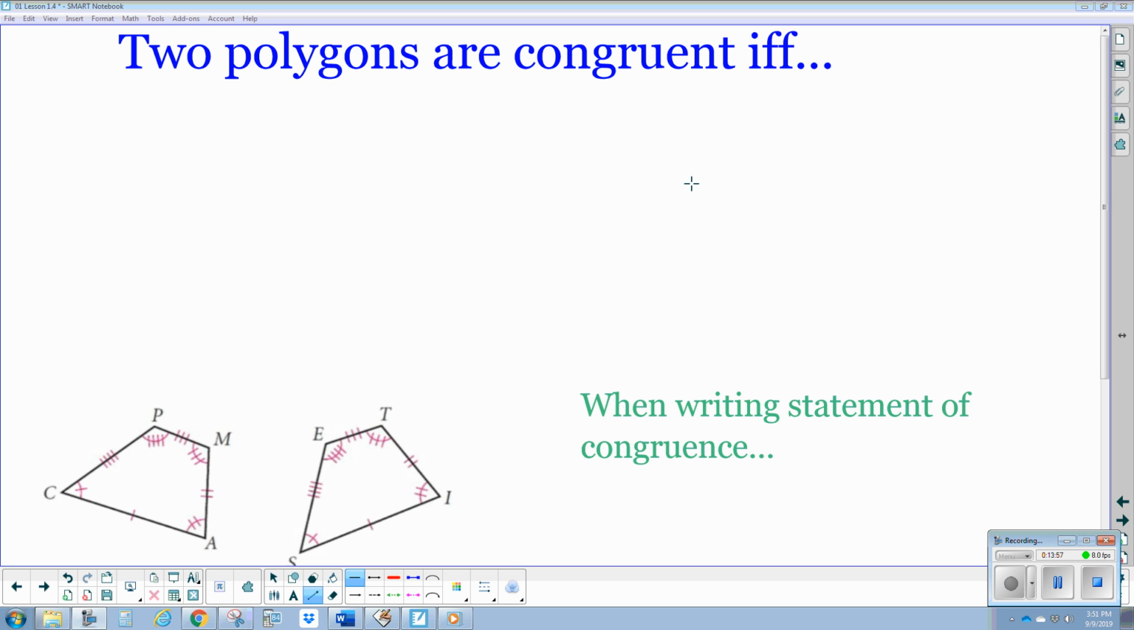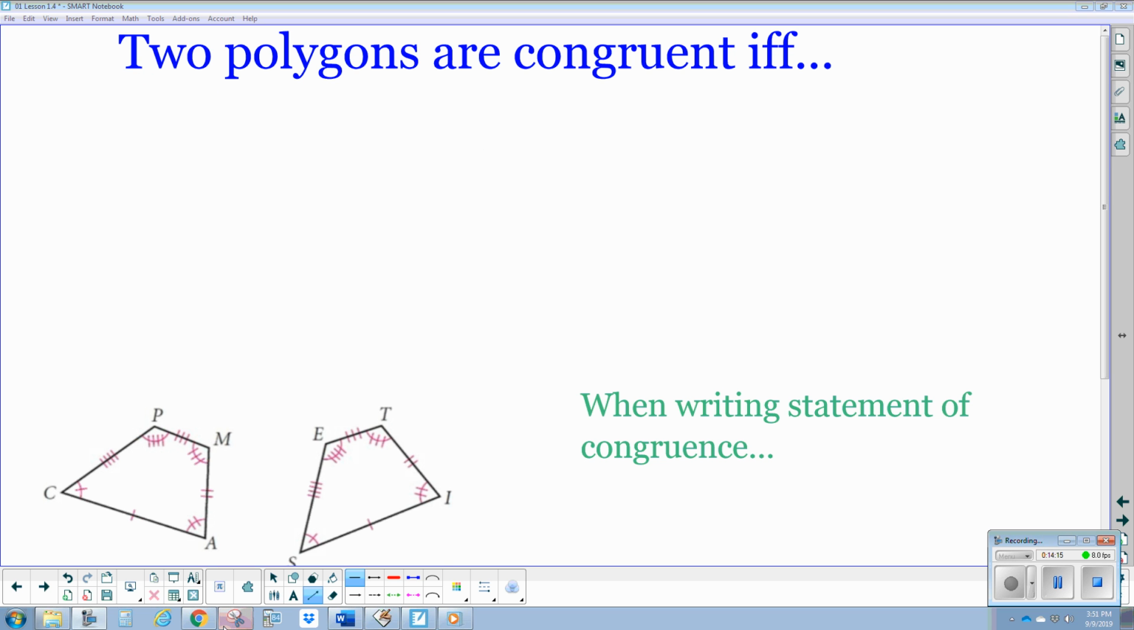The next part of this lesson talks about polygons being congruent. If you hear those sweet little voices, those are Maggie and Cece in the background. Maybe they'll be quiet now, but all right, so we're talking about 2 polygons being congruent.